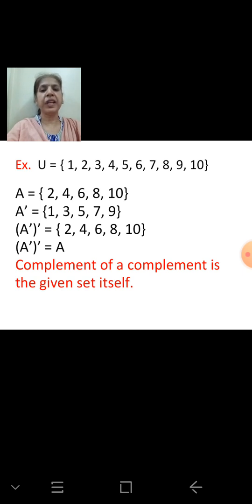Now if we have to find the complement of a complement set, what we have to do here? Again you have to see the complement set, and in consideration of universal set, which are not in the complement set. Now which elements are not there? 2, 4, 6, 8, 10. Now you see set A and complement of complement set, both have the same elements 2, 4, 6, 8, 10. It means they are equal sets. They have the same elements. That is, complement of complement set is A. That is, complement of a complement set is the given set itself.